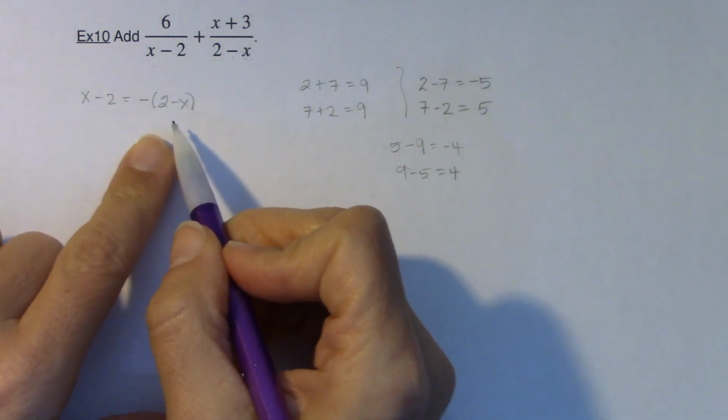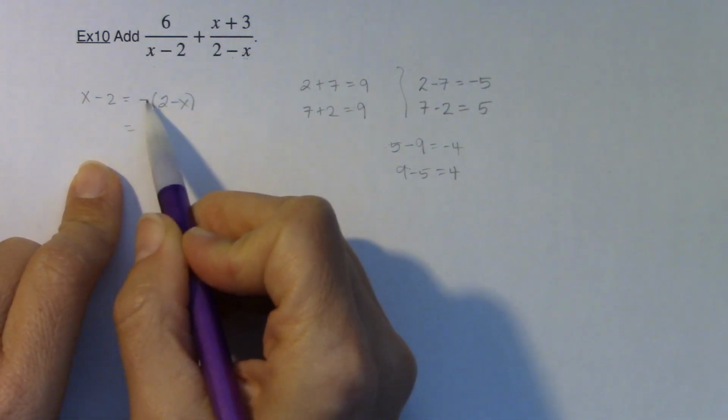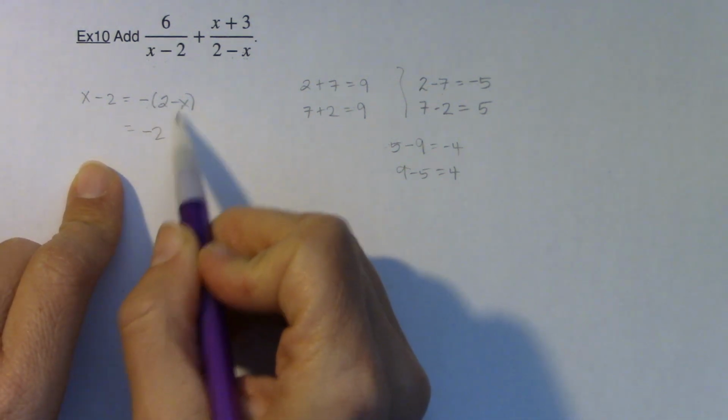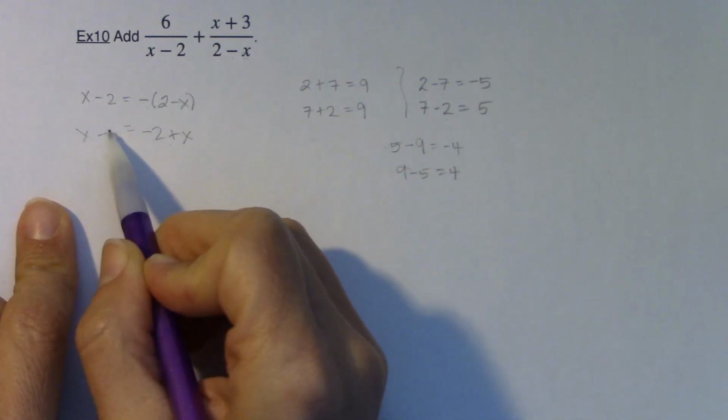And if you distributed this negative through, negative 1 times 2 is negative 2. Negative times negative x is positive x. Negative 2 plus x is the same as x minus 2.